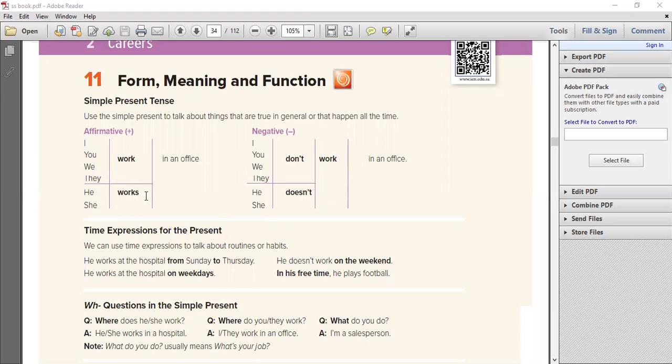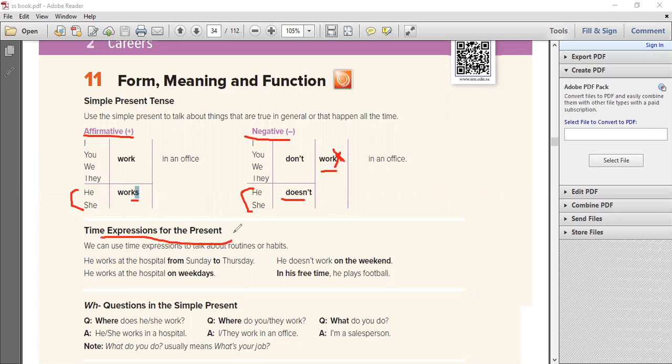Remember, the affirmative would be with s, but the negative, I already have does. I don't have to add s to the verb. Remember, the negative form of the singular, no s, the verb as it is, because many students make mistakes, because they say she works or he works in the negative. Of course, the verb should be with s. No, no s. Only in the affirmative you have to add s if it's singular. Okay? Okay. Now, time expressions for the present.